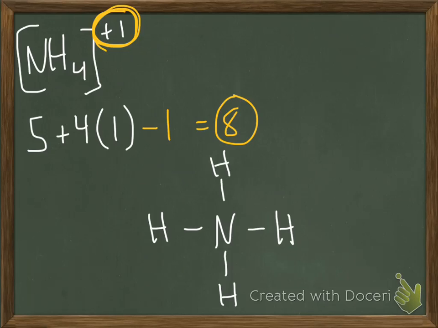Now what? Is everybody happy? Yeah, looks like it. The nitrogen is surrounded by 8. The hydrogens are surrounded by 2. So we're good.